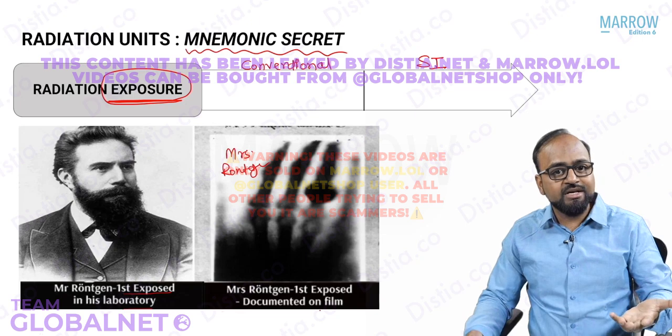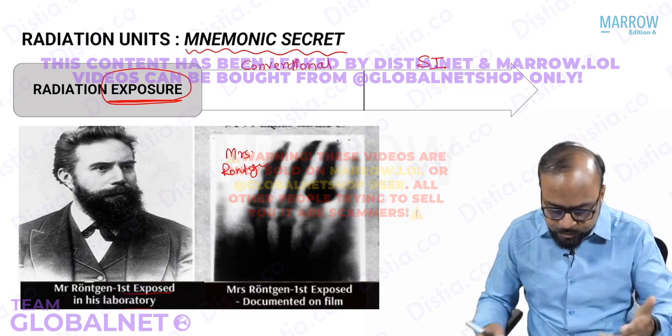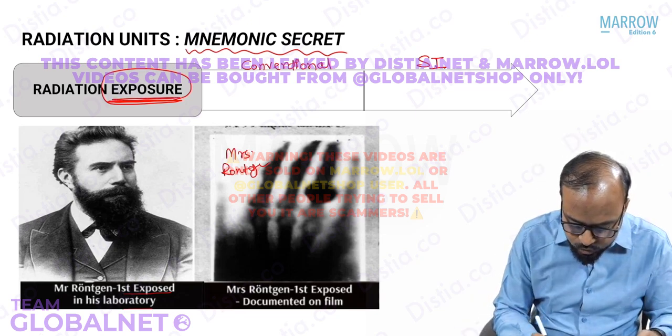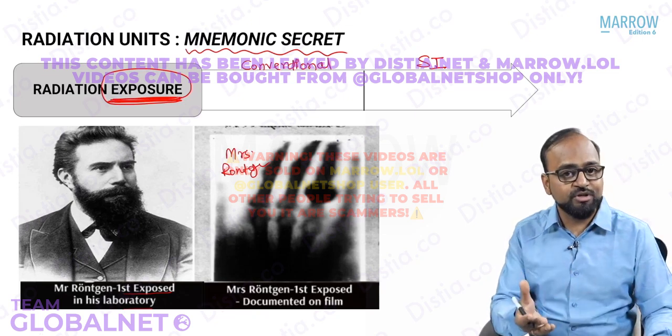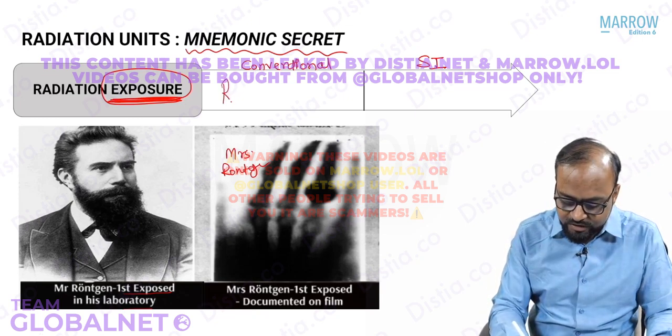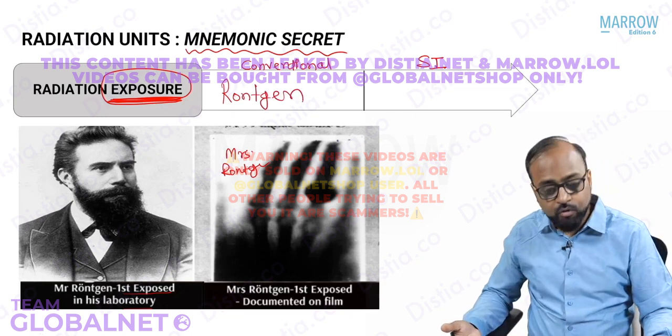So see, therein lies the answer. What is the unit of radiation exposure? It is the same person who was exposed for the first time. The answer lies in the question itself. And hence the conventional unit of radiation exposure is what? It is Röntgen. That's it. Now what about the SI unit?